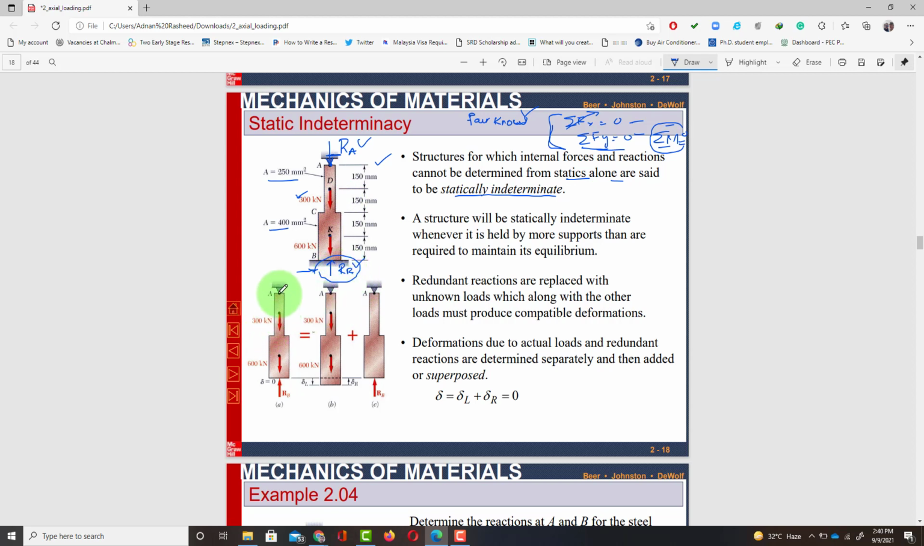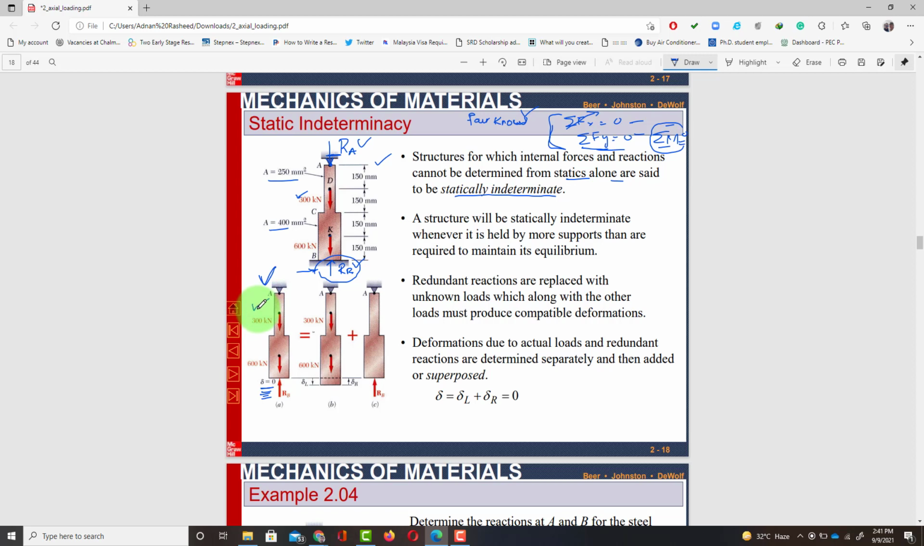So if you look at this first method, the one I have ticked, this is the same thing and the reaction is given below. Clear? So there is no deflection or no deformation. Now this is statically indeterminate. So what is the solution?